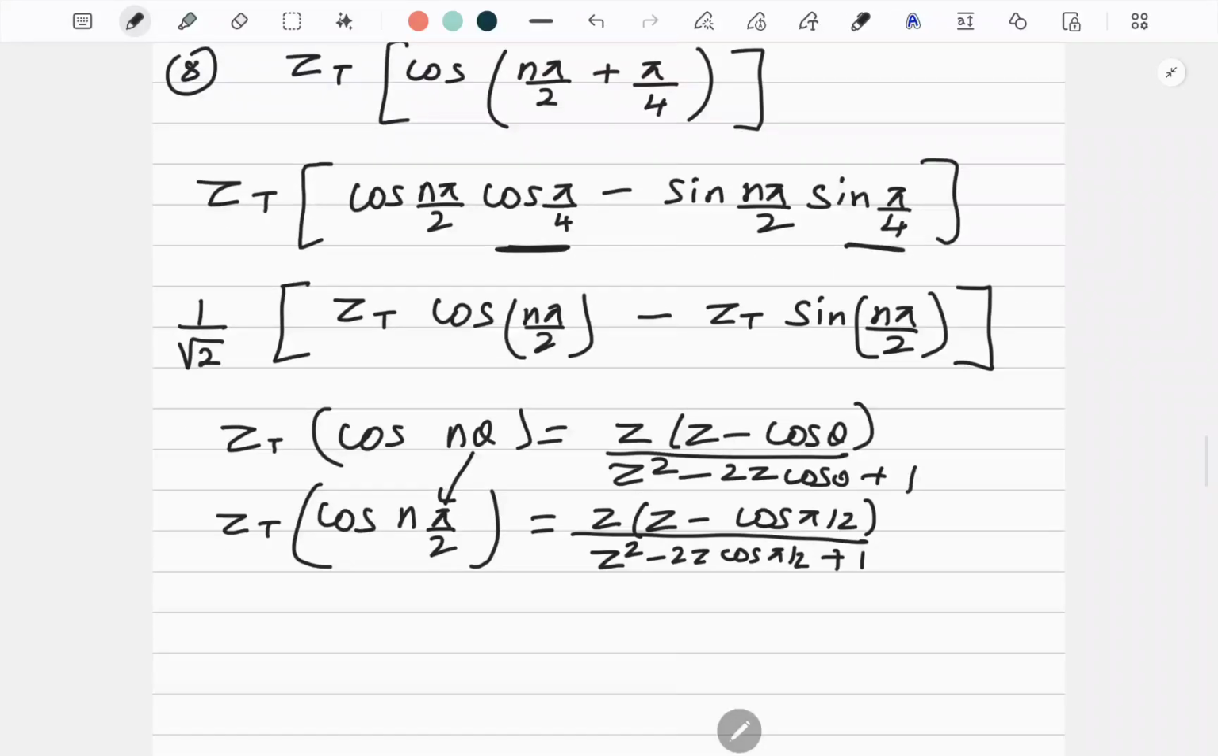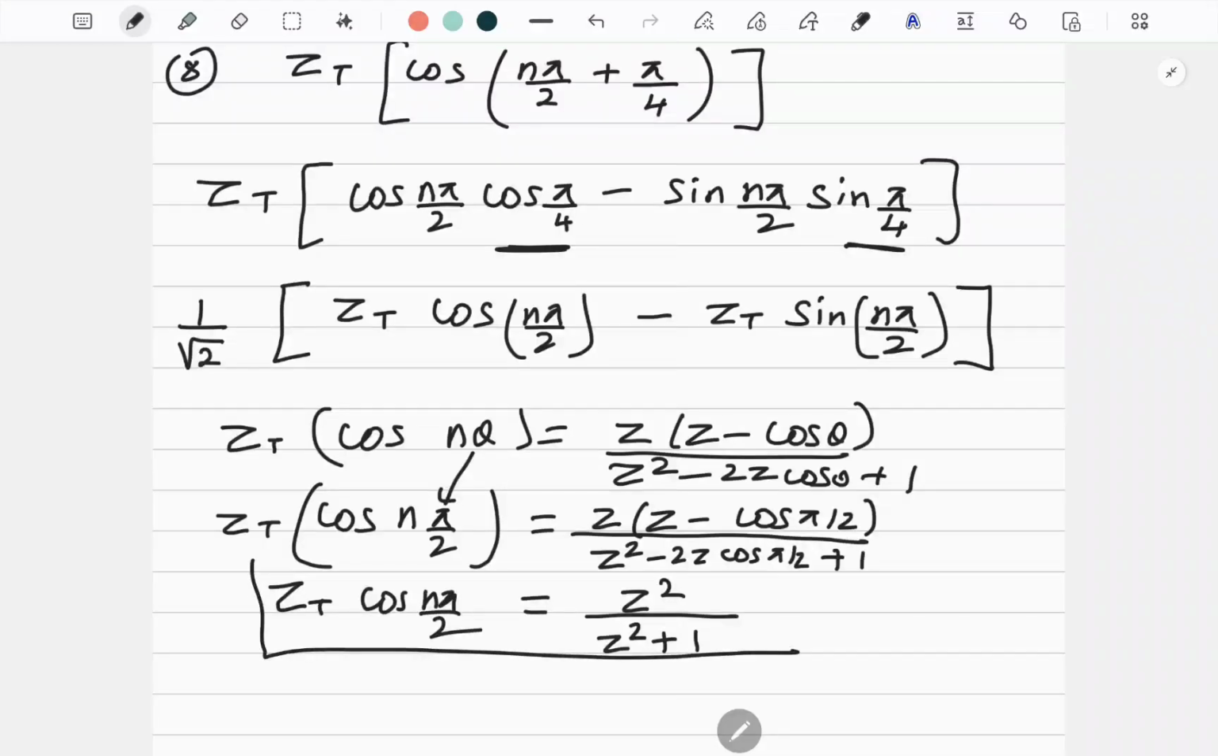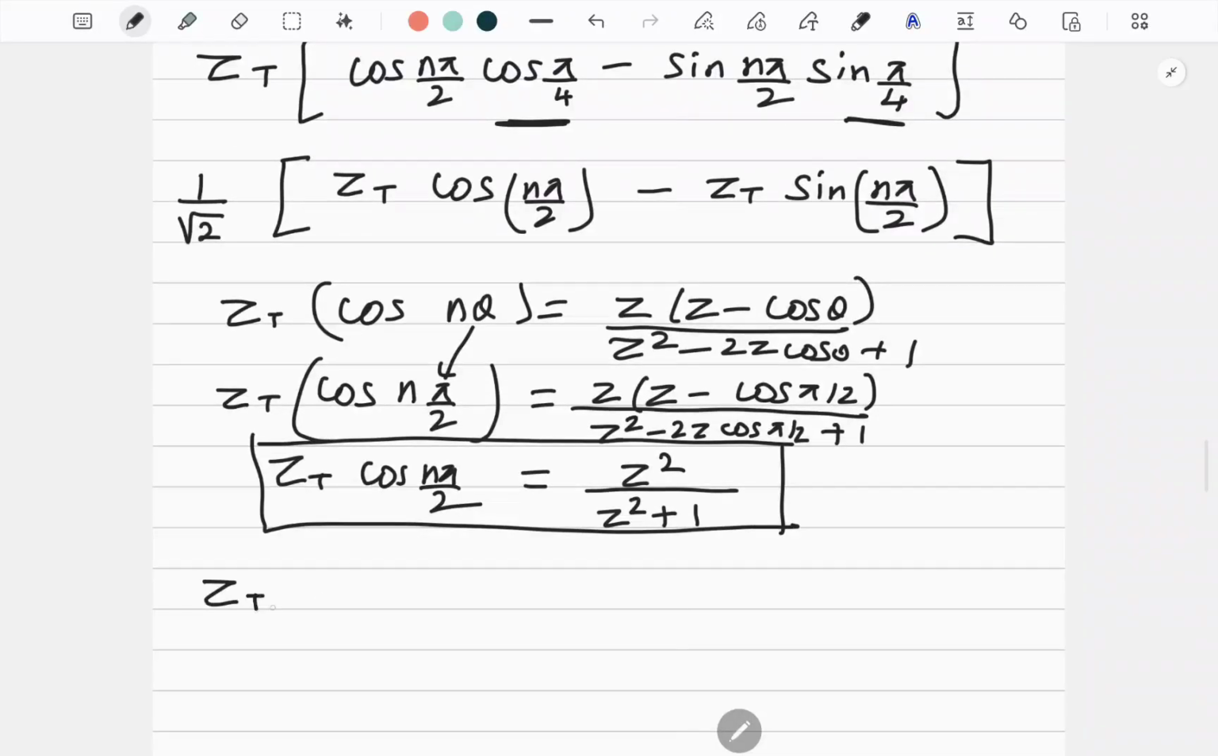Now what is cos pi by 2? Cos pi by 2 is 0. So z square upon z square plus 1. So this can also be used as a standard result of cos n pi by 2. So z transform of cos n pi by 2 is z square upon z square plus 1. This you will be using in inverse also. This you will be using in difference equation also. So remember this result.